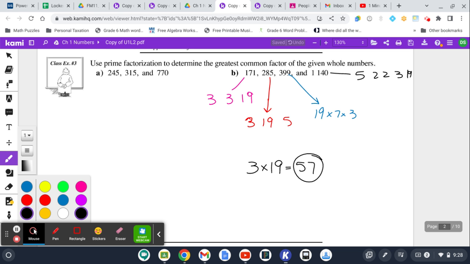You could take 171, divide by 57. It would go in evenly. You could take 285, divide by 57. It would go in evenly. You with me on that? This is what this means. 399, 57 would go into it. 1140, 57 would go into it. Okay? All right. That is the greatest common factor. It's the biggest piece of each of those numbers.